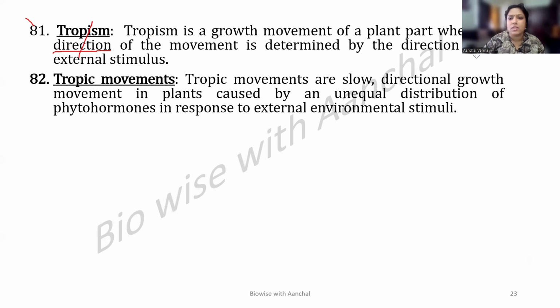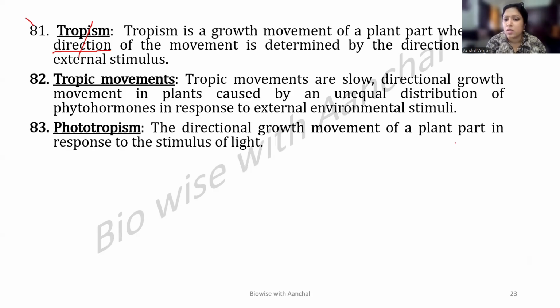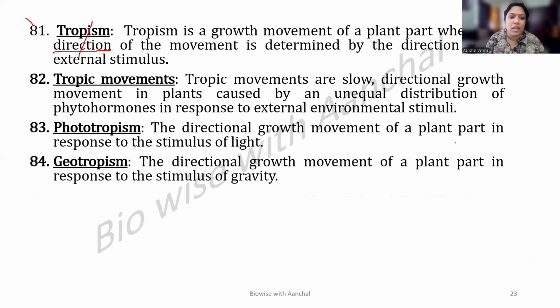Tropic movement is slow directional growth movement in the plants caused by unequal distribution of phytohormones in response to the external environmental stimuli. This is the complete answer for the tropic movements. Then you have phototropism, the directional growth movement of a plant part in response to the stimulus of light. Now, if you learn this definition, you can write this for any tropic movement.